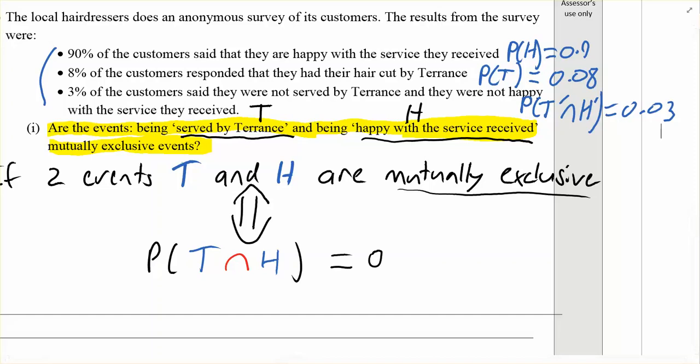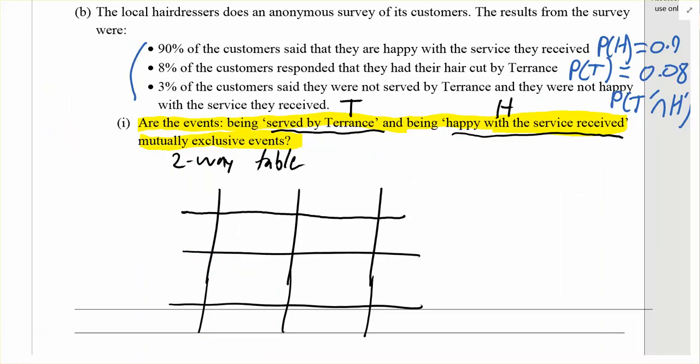Now, we can definitely use a two-way table here because there's only two category variables here, whether you were served by Terence and whether or not you were happy. So we don't need a three-way Venn diagram. We don't need to resort to a tree diagram either because none of these probabilities I've written down here are conditional ones. They're all out of the total. So as long as that's the case, we can use a two-way table. So let's do that. The first question is whether or not the person was served by Terence, T or not T. And then the next question is whether they were happy or not, H or not H. And we can just start filling it in.